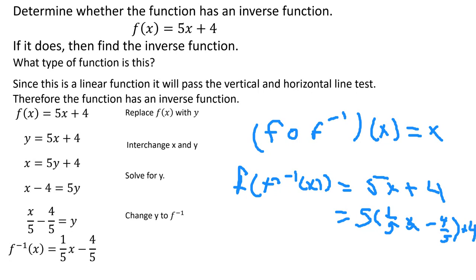Okay, there, made it. All right, let's go ahead and simplify. If I distribute this 5 into my equation, 5 divided by 5 is 1, so it's leaving me with x. 5 divided by 5 is 1, leaving me with minus 4. And then we have plus 4. And minus 4 plus 4 is 0, so our final answer is x. So we did our work right, and we verified it using composite functions.